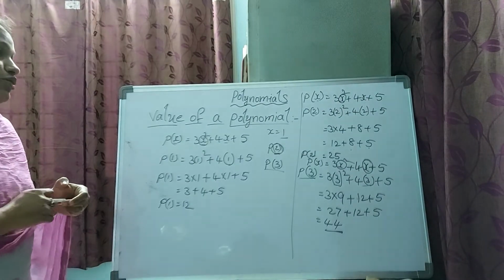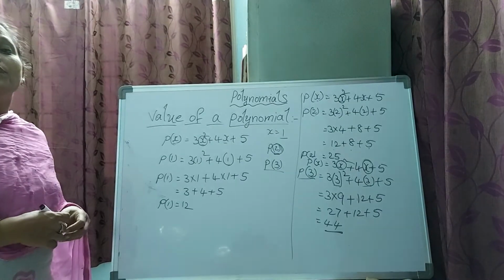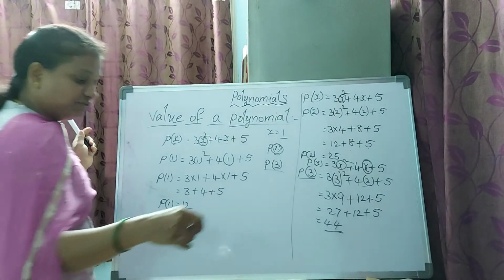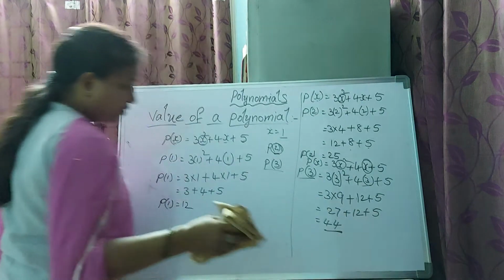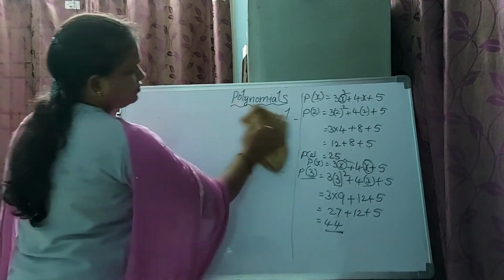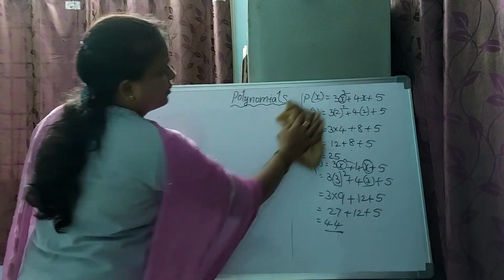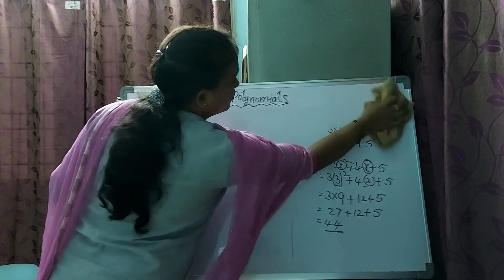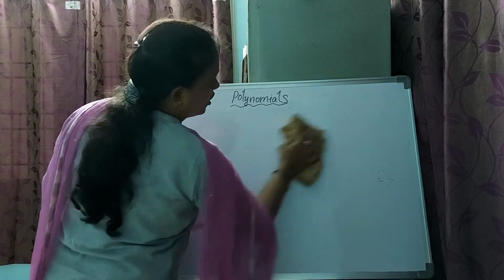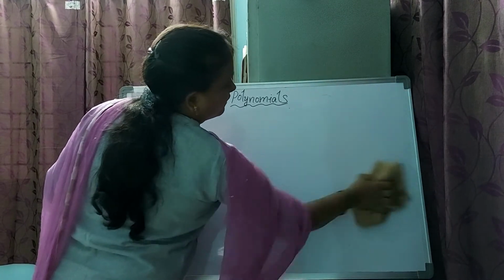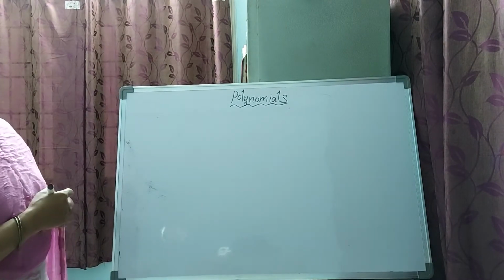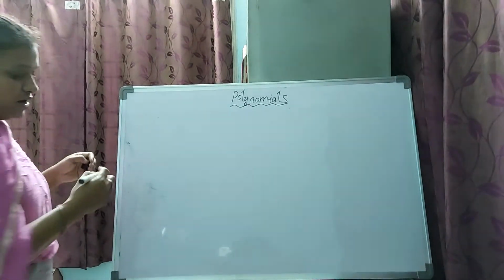Now we have discussed the degree of a polynomial and the value of a polynomial. Next we'll see the zero of a polynomial. What is the zero of a polynomial? If the variable x in a polynomial gives the value 0, then we call it a zero of a polynomial.